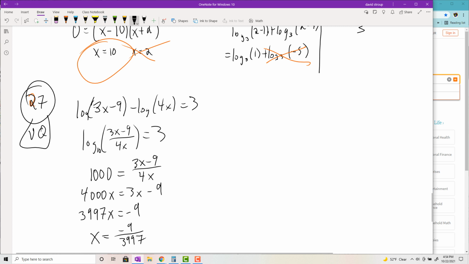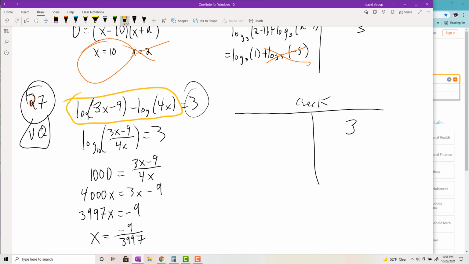All right, so again, I like to separate everything into a left side and a right side. Here's my check. On the right side it's 3, and then you put all of this junk on the left side and put that answer in there. So it's ln of negative 9 all over 3997 times 3 minus 9. Of course I run out of room. Minus log of 4 times negative 9 all over 3997.